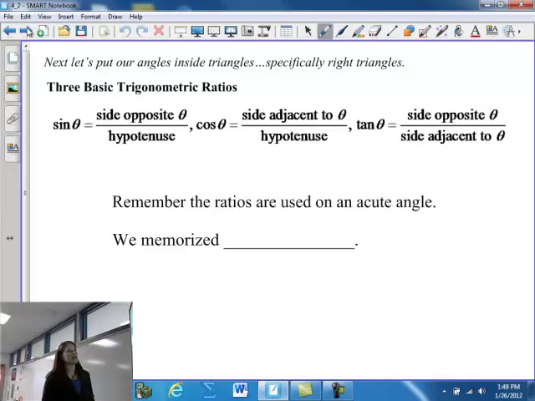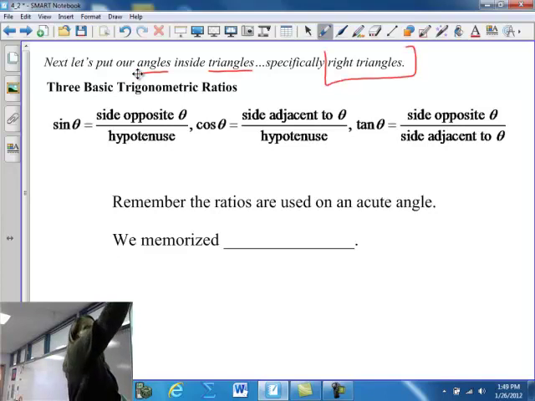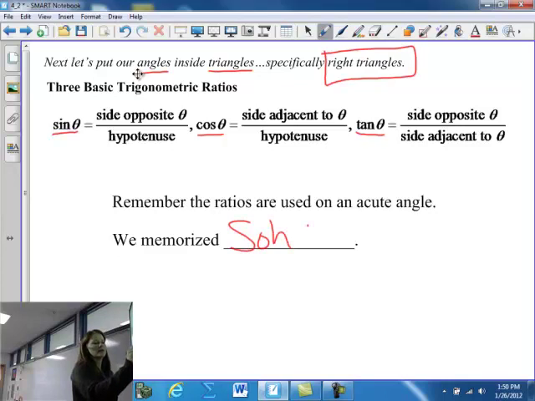Basically, what we're going to do is we're going to take our angles and we're going to put them inside of triangles, and specifically inside of right triangles. So we all like right triangles in geometry. So the three basic trig ratios that you should already know are the sine of the angle, the cosine of the angle, and the tangent of the angle, otherwise known as SOHCAHTOA.